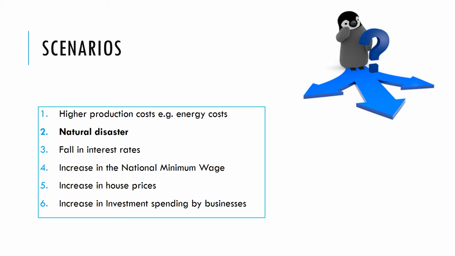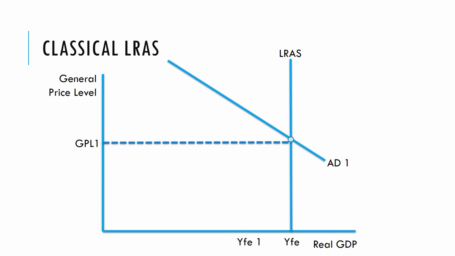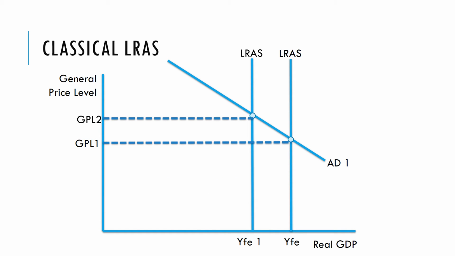What about a natural disaster? Which curve would this affect and what would be the impact? Again, pause the video, have a quick sketch, and then we'll have a look. A natural disaster would reduce how much the economy could potentially produce in the long run. So this would be shifting the long run aggregate supply curve to the left, and here I've chosen the classical long run supply curve, and that would result in a higher price level and a lower level of output.